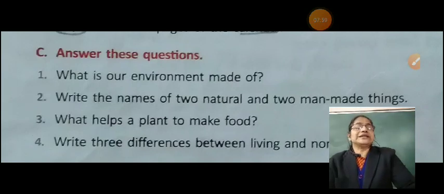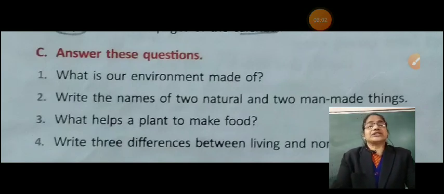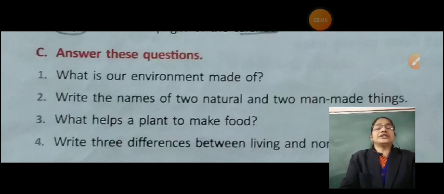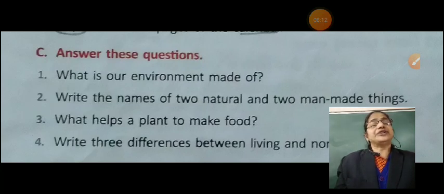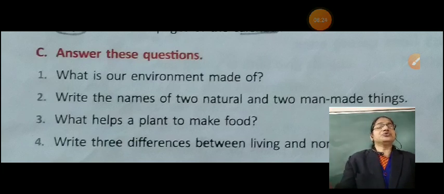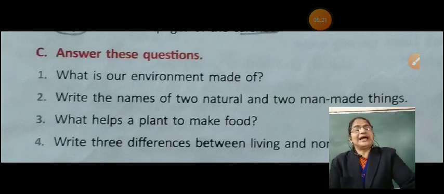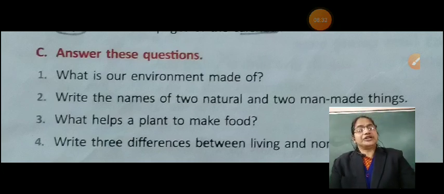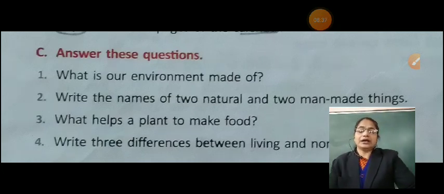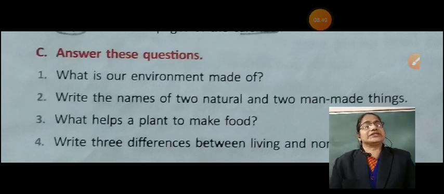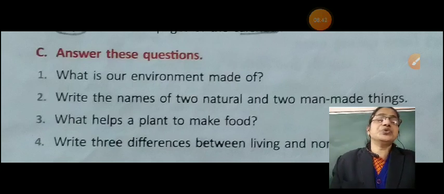Now next exercise C, answer these questions. First one is, what is our environment made of? Our environment is made of natural and man-made things. Second question, write the names of two natural and two man-made things. Natural things are stars, mountains, plants and animals, and man-made things are car, tables, pencils, etc. You can write here only two each.